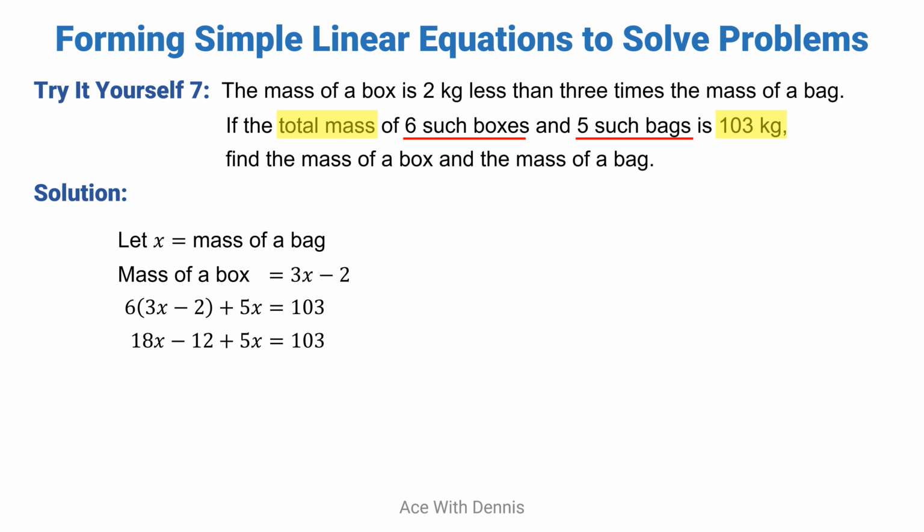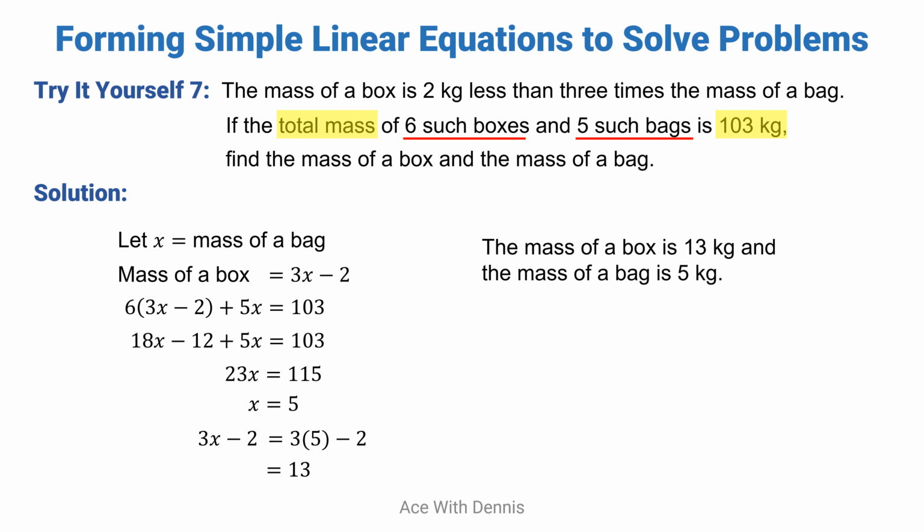Then expand the bracket, we get 18x - 12 + 5x equals 103. Then we solve this equation. 23x equals 115, x equals 5. So this is the mass of a bag. Now we want to find the mass of the box, which is 3x - 2, and substitute x equals 5. So we get 3 times 5 minus 2, which is 13. Okay, now we can write down the answer statement. The mass of a box is 13 kg and the mass of a bag is 5 kg.